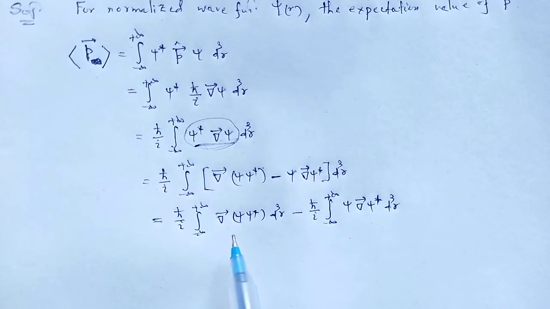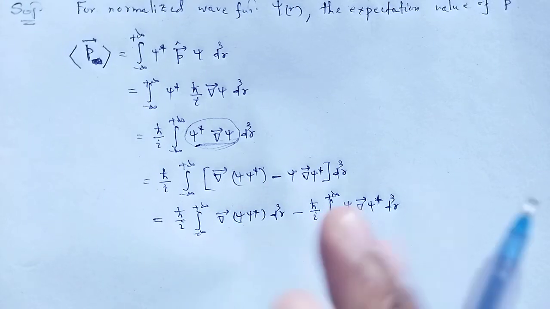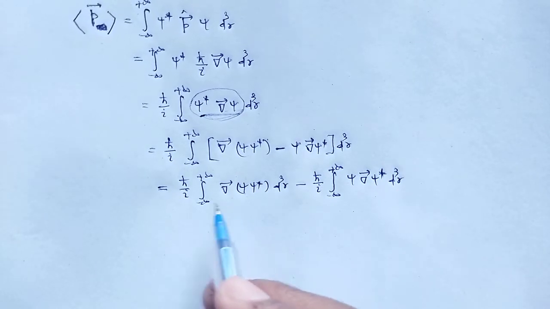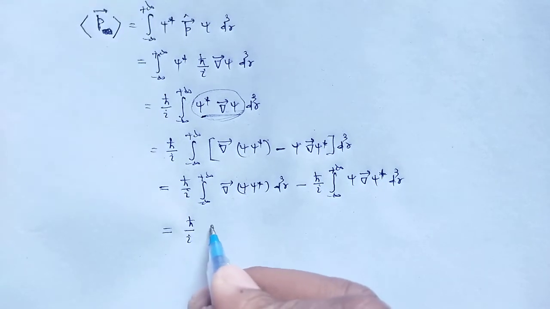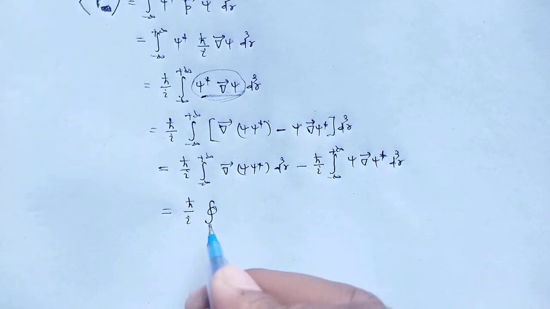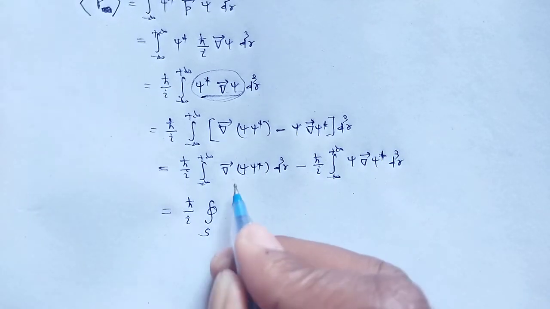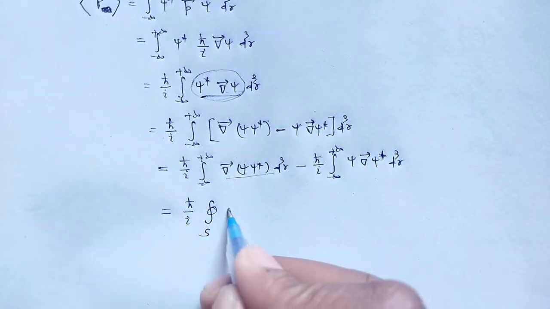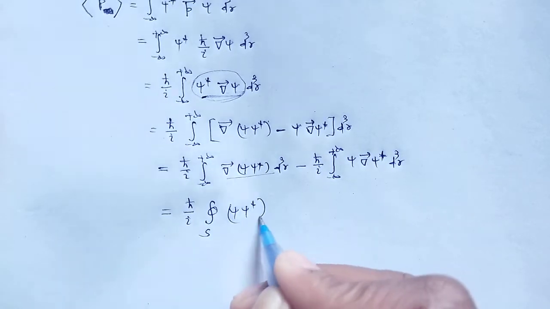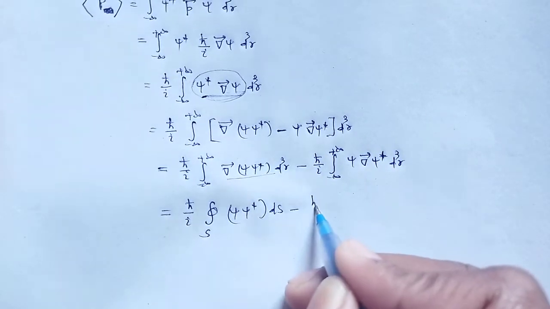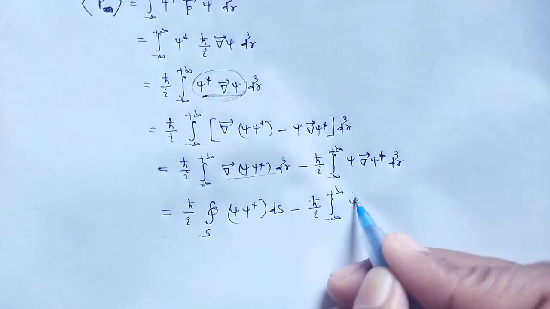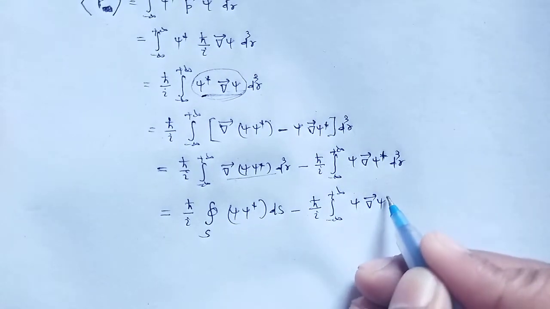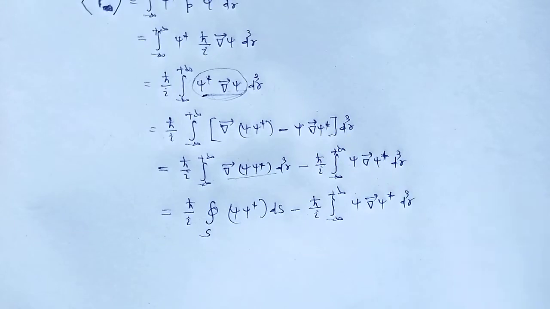Here we have to use the Gauss divergence theorem to the first term of the RHS of the above equation, that changes to ħ/i closed curve integration over S, that volume integration changes to surface integration psi star dS, minus ħ/i integration from minus infinity to plus infinity psi grad psi star d³r.